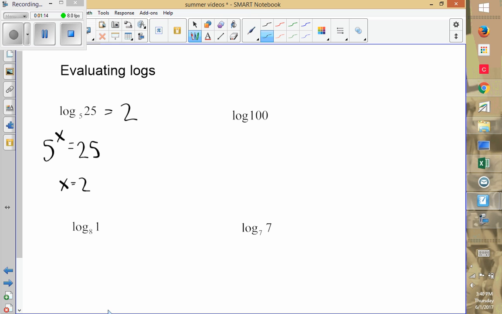So when I move along and try to think of a little bit more common types of things, first of all, if I don't have a base, it is an assumed base of 10. So if I want to think of that right there, I'm actually thinking, okay, 10 to what power is 100? That's going to be equal to 2. 10 squared is equal to 100.